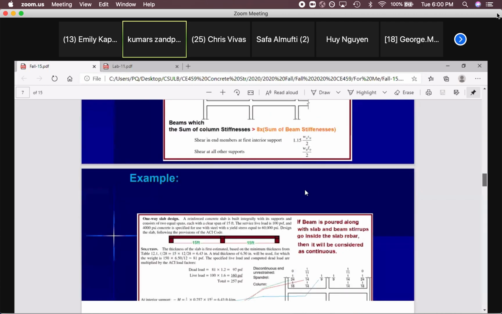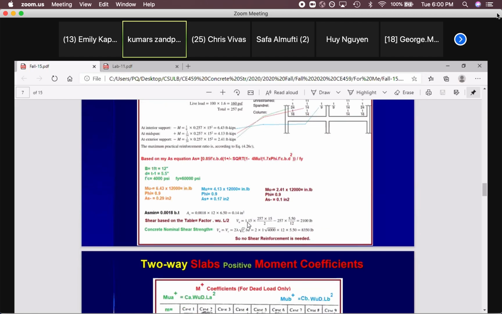Okay. How can we find the shear factor? Means 1.15 omega u L divided by 2. That's the same equation that we saw over there. Factor means 1.15 times omega u, 257 pounds per linear foot, times L, 15, divided by 2. And because we should go with D from face of the support, minus D, which is 5.5, D divided by 12 times uniform load. Always like this. So 1.15 omega u L divided by 2 minus omega u times D divided by 12, convert to feet. That's your V that you should check.